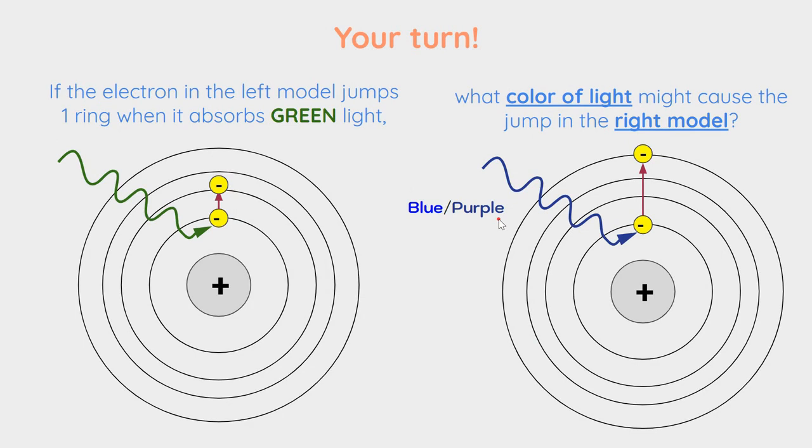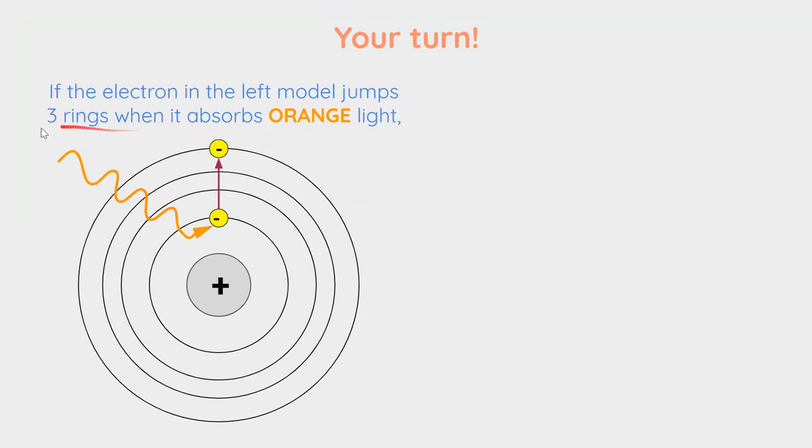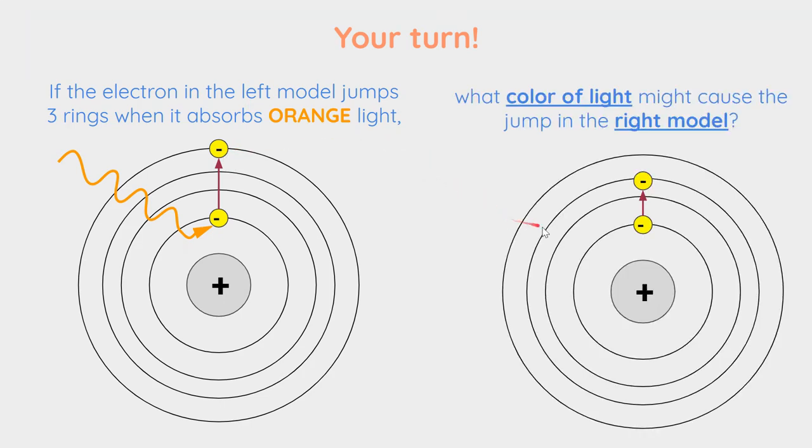All right, let's take a look at another example. Let's say in this example, orange light makes our electron jump 3 levels. 1, 2, 3. What color of light might cause a jump of 2 levels? 1, 2 in this right model. Go ahead and give me what color of light will jump 2 levels. In this example, only red makes sense. Because the jump is less in the right model, we need a color with less energy, such as red, the only color that has less energy than orange.